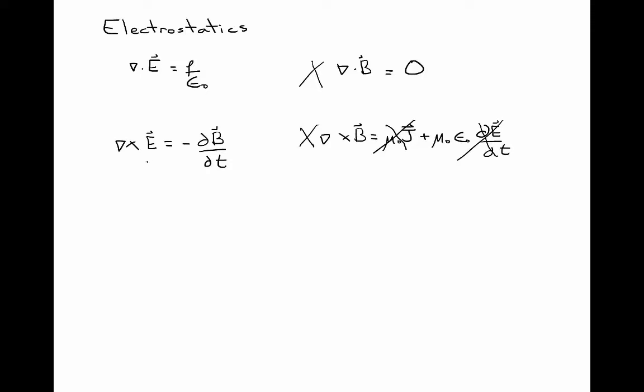This one says an electric field with curl is created when there's a magnetic field that changes in time. Well, we just said there's no magnetic field right now. So this one doesn't apply right now either. So the only one we really need is this one, that the divergence of the electric field is created by electric charge density.